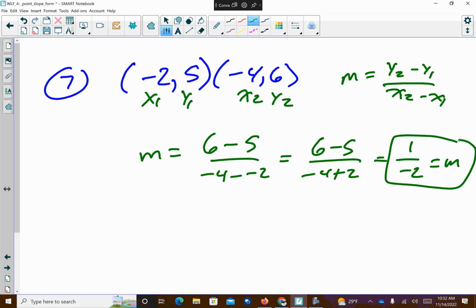Now, that slope is going to happen regardless. If I called this x2, y2, x1, y1, I'm still going to get the same slope. I mean, I might wind up with the negative on top versus the bottom. That's okay. So if I want to plug this into point slope, our slope goes in directly.